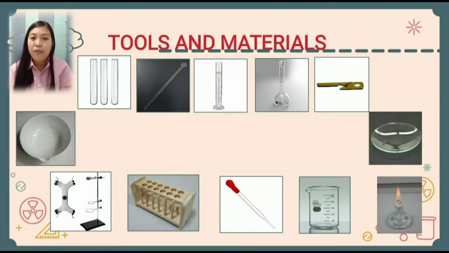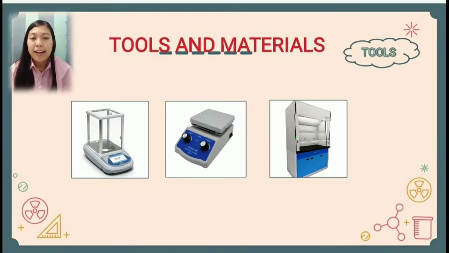Tools: evaporating cup, test tube, stirring rod, measuring cup, volumetric flask, tube clamp, watch glass, stand and clamp, test tube rack, drop pipette, beaker glass, Bunsen burner, analytical balance, fume hood, and hot plate.